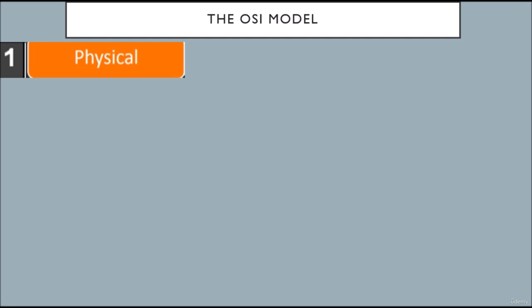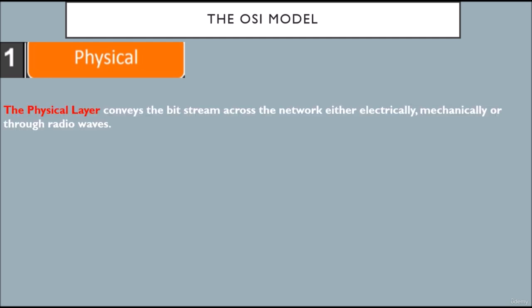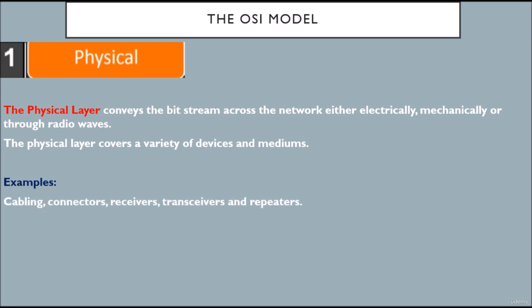Next is the physical layer. This is the layer 1. The physical layer conveys the bit stream across the network, either electrically, mechanically, or through the radio waves. The physical layer covers a variety of devices and mediums. Examples are cabling, connectors, receivers, transceivers, and repeaters.